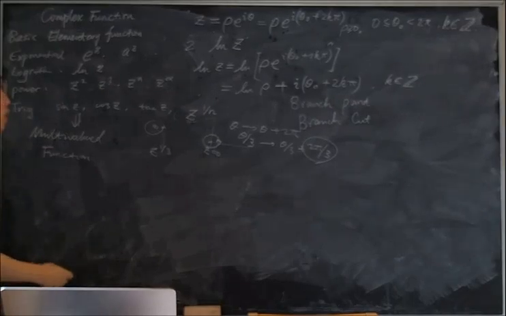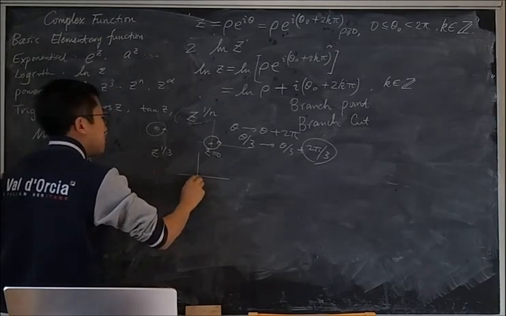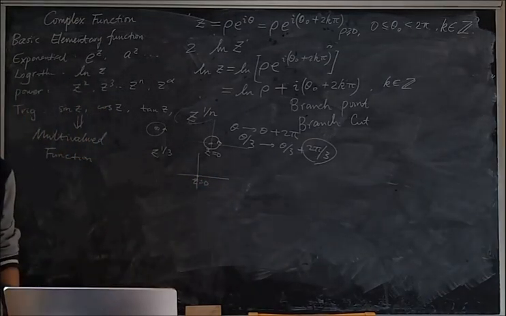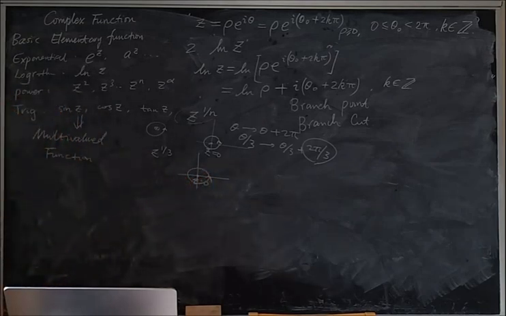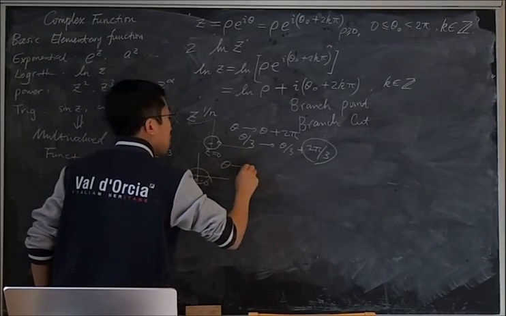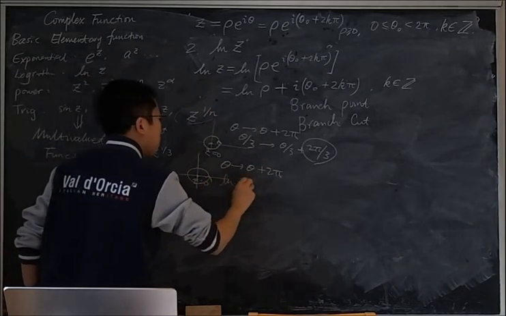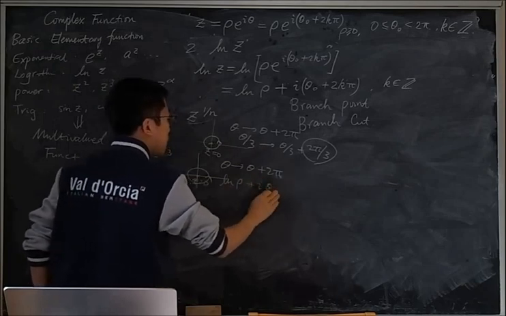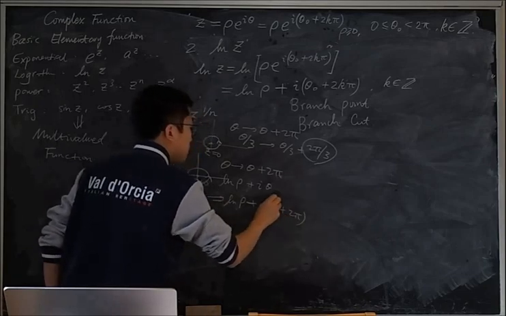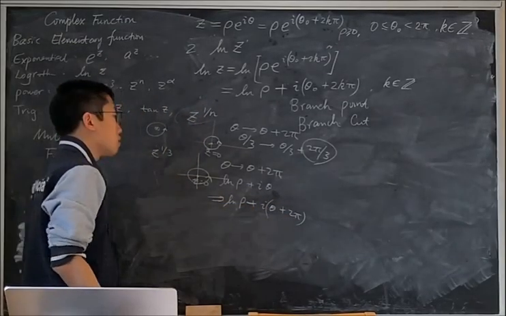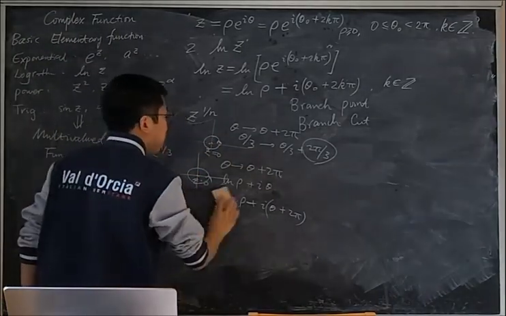Right? Okay. Similarly, for ln of z, the branch point is again z equals 0. Because if you go around the circle, then again, when theta goes to theta plus 2 pi, your ln z is going to increase from ln rho plus i theta to ln rho plus i times theta plus 2 pi. And obviously, these two are not the same. So this is a branch point, and this is a branch point. Okay.